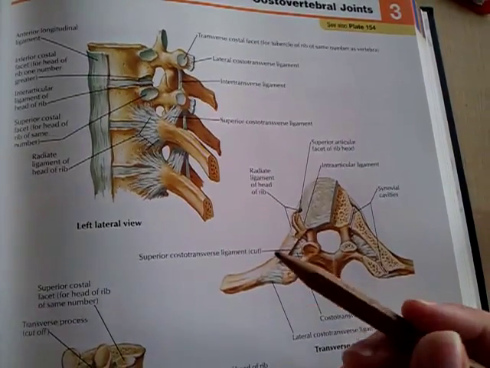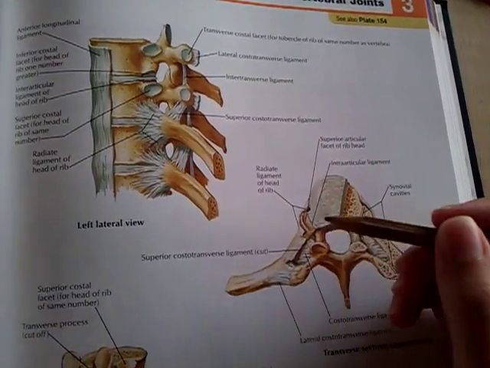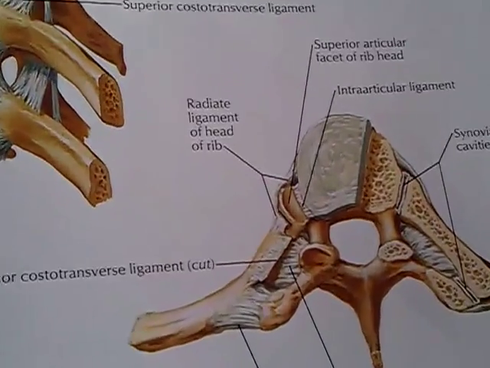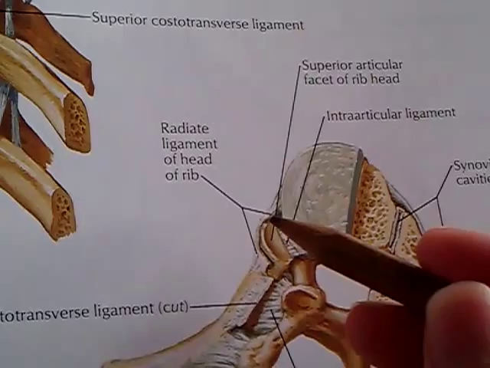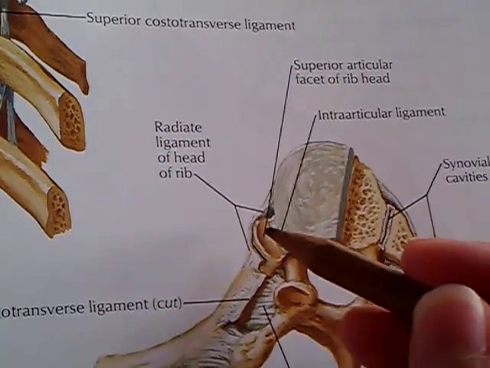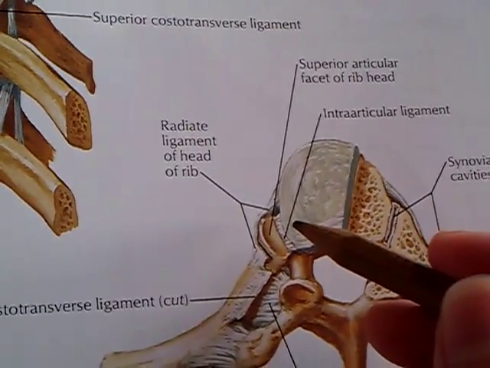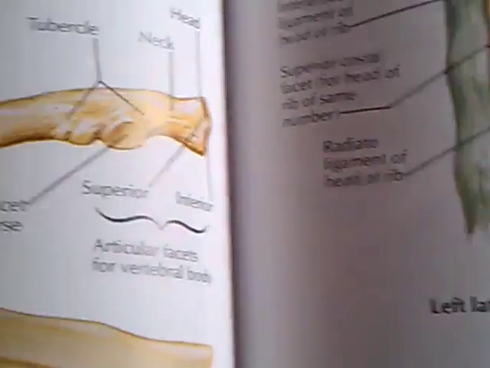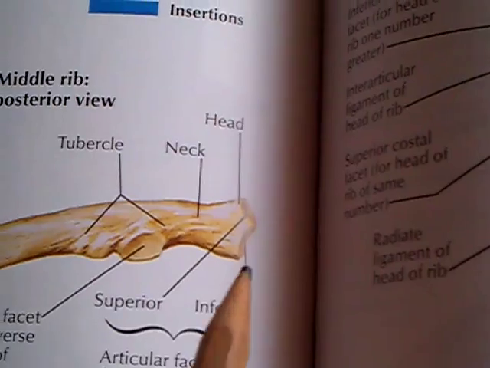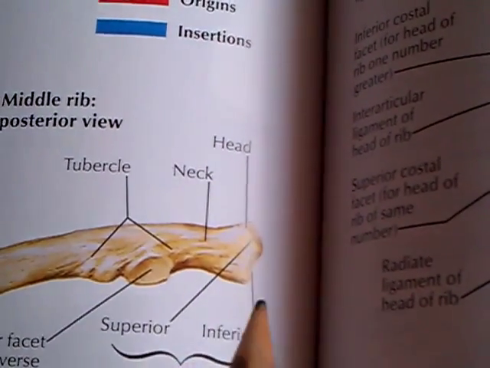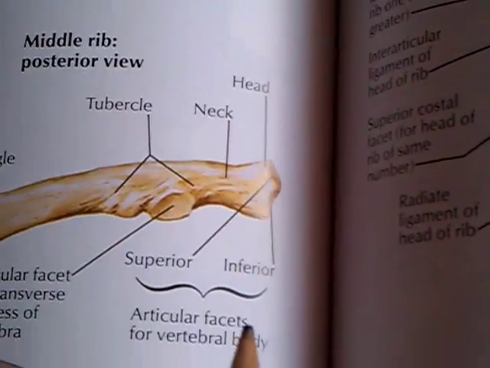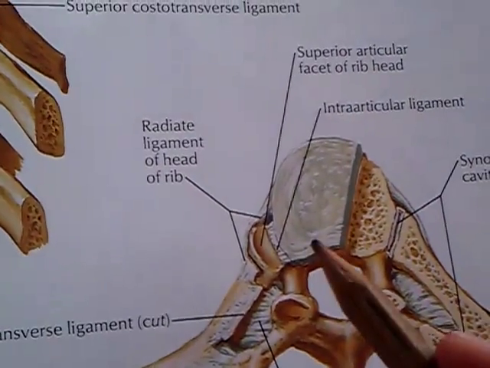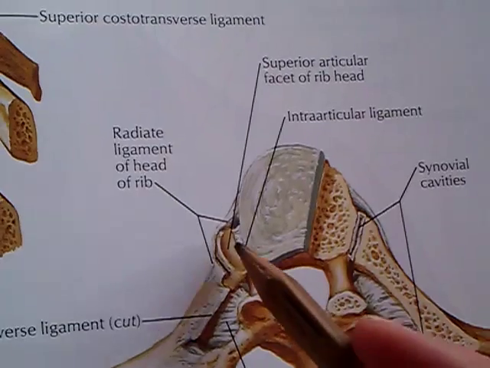And then you have an intraarticular ligament that is connecting the crest of head to the intervertebral disc. Here you can see the crest of the head between the inferior and superior articular facets for vertebral body. So it's attached with intraarticular ligament.